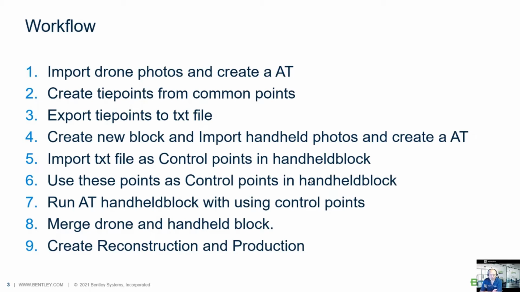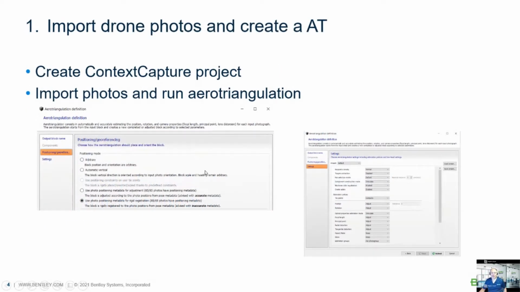Then we create a new block, import the handheld images, and run an aerial triangulation to see if all the images are stitched. Then that text file, created by point number, we import, and when we import it in the handheld block, it becomes control points. We can assign them and run an aerial triangulation, and then the handheld block is at the same location as the drone block. So the data sets are referenced together. Then we merge them into one block, and create reconstruction and production. We're going to go through this in a minute.